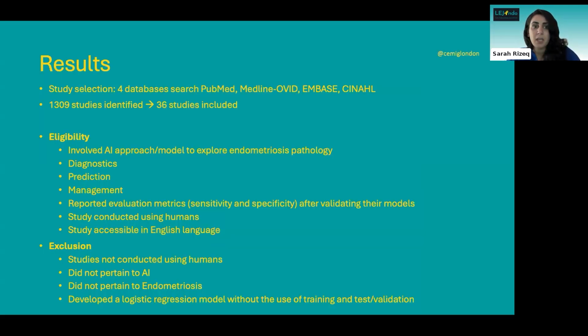Next slide. So they did a database search looking at all the major databases we see at the top there, and they identified 1,309 studies, but only 36 studies were included. Essentially, the eligible studies needed to be in English, conducted on humans, and they needed to have an AI model that was used to explore endometriosis, whether in diagnosis, prediction, or management. And the AI had to have some reported evaluation metric, a sensitivity or a specificity. And the exclusion was, of course, the opposite of that.